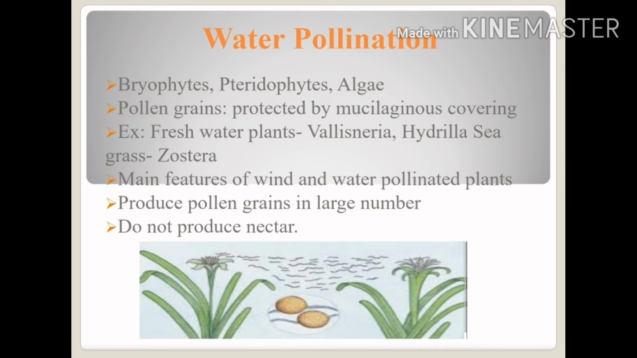If we talk about water pollination, it can be carried out in bryophytes, pteridophytes and algae. In this, pollen grains will be protected by a mucilaginous covering. Examples can be freshwater plants like Vallisneria, Hydrilla, and seagrass, Zostera. And the main feature of wind and water pollinated plants is that they both produce pollen grains in large number and do not produce nectar.